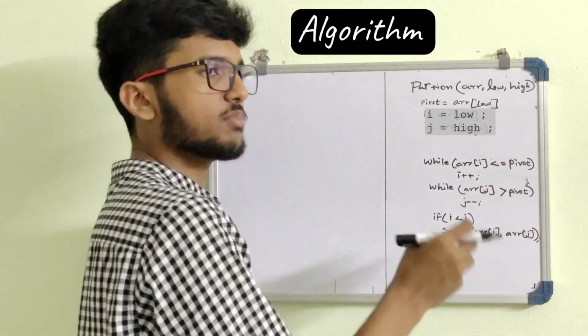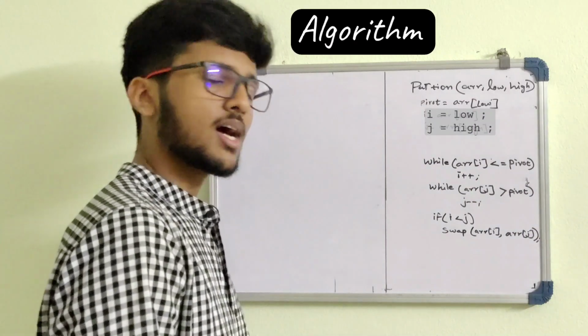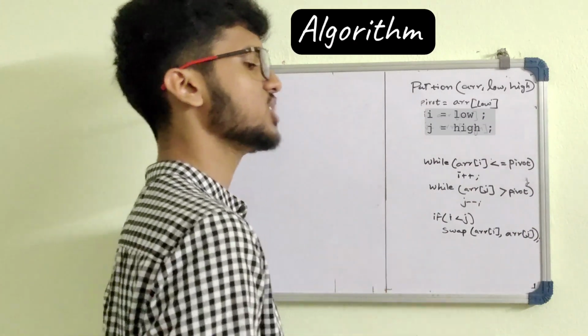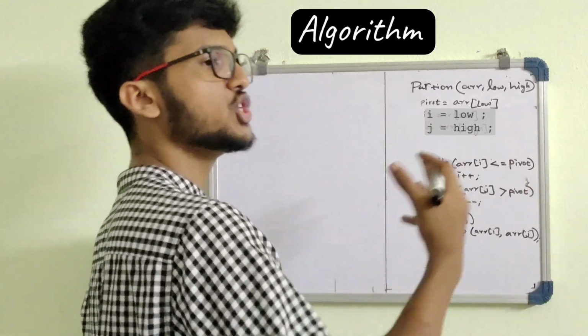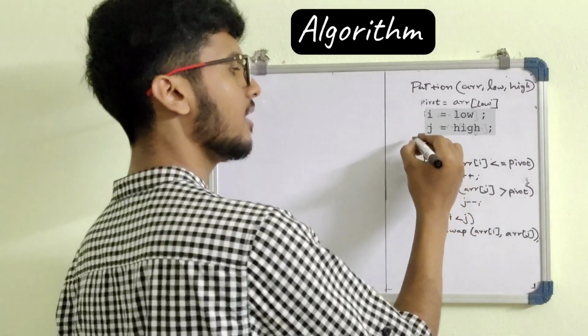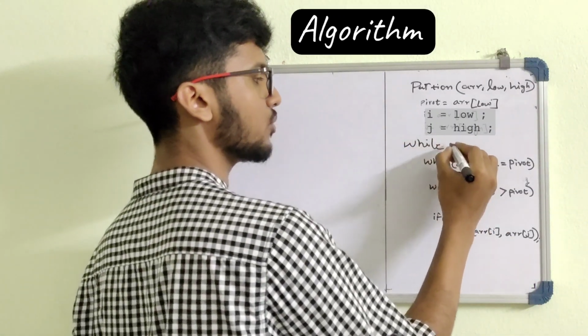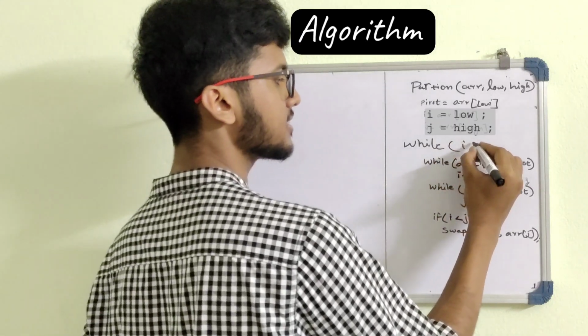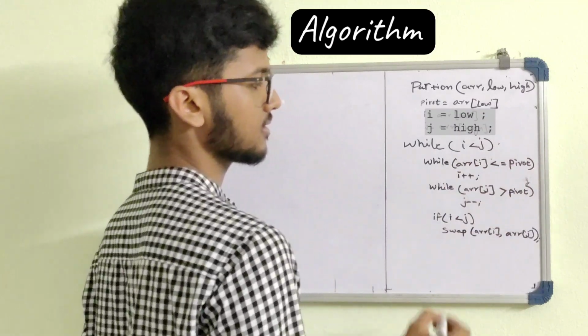This operation is performed while i is less than j. Until i crosses j, we are going to repeat this operation. We are going to increment i, decrement j and swap i and j. We are going to perform this operation while i is less than j, right?